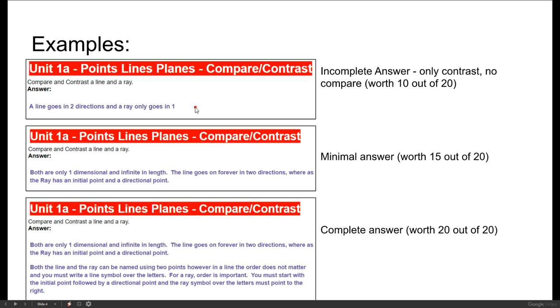So here's an example of an incomplete answer. Compare and contrast a line and array. A line goes in two directions, and array only goes in one. Okay, so they did contrast, but they didn't compare at all. This would be worth 10 out of 20 points.